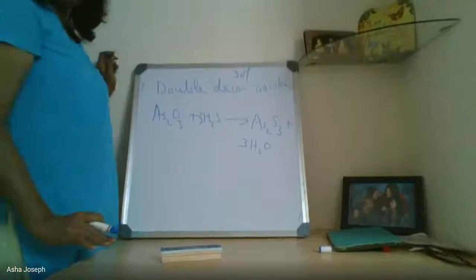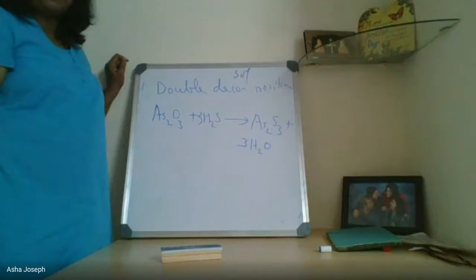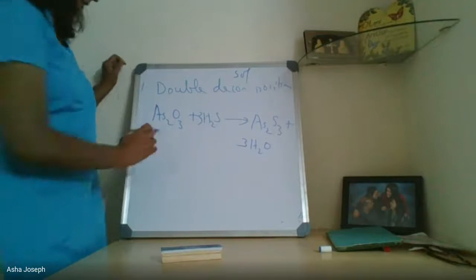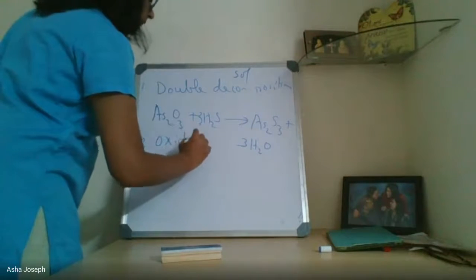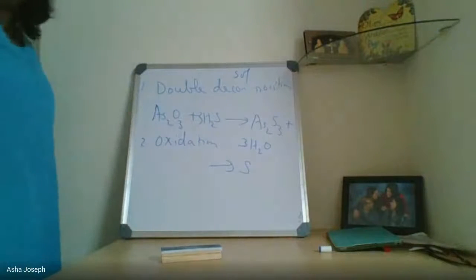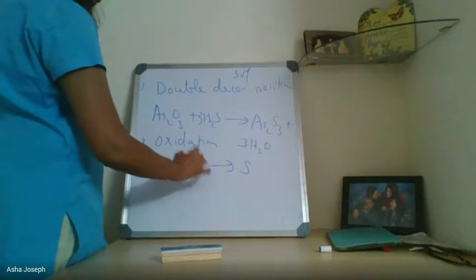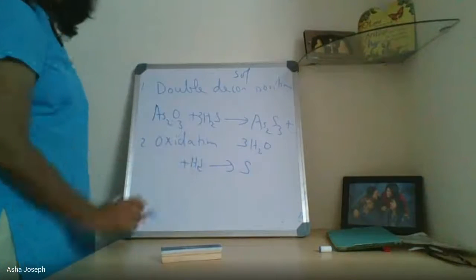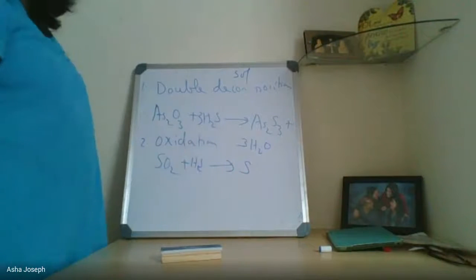Okay, done? Write 2-3 times and learn double decomposition. We'll go to the next, oxidation. In oxidation, we will get the sulfur sol. So you can remember, hydrogen sulfide is common here. One of the reactants is hydrogen sulfide, the other one is sulfur dioxide.